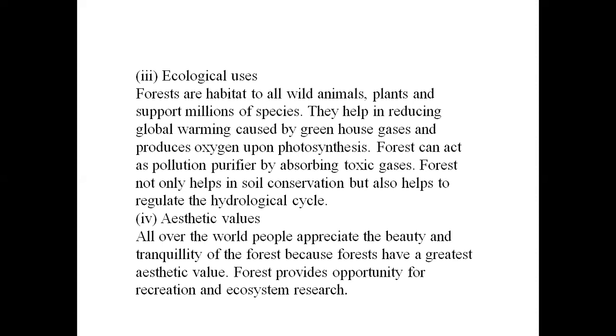Then the fourth point under the forest resource is aesthetic value. All over the world, people appreciate the beauty and tranquility of the forest because forests have the greatest aesthetic value. Forests provide opportunity for recreation and ecosystem research.